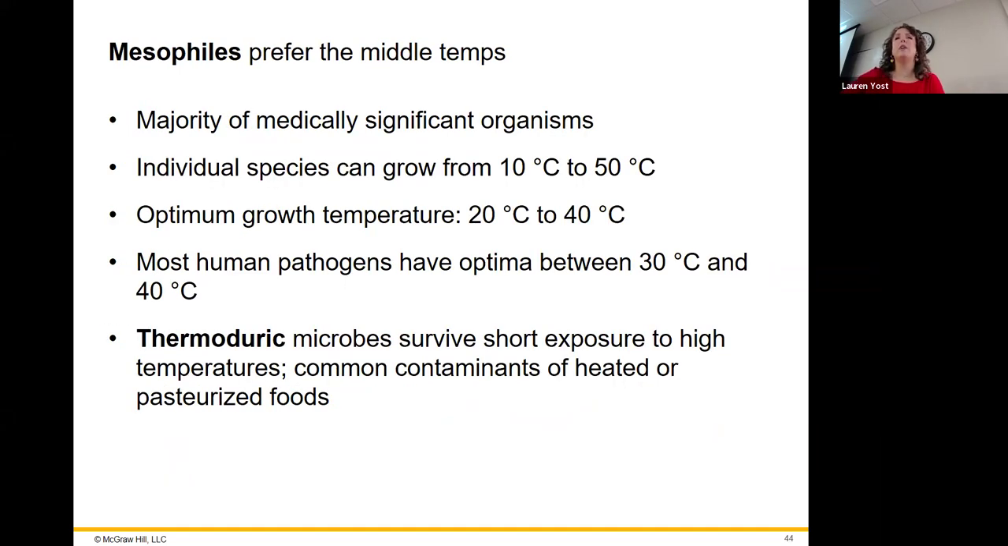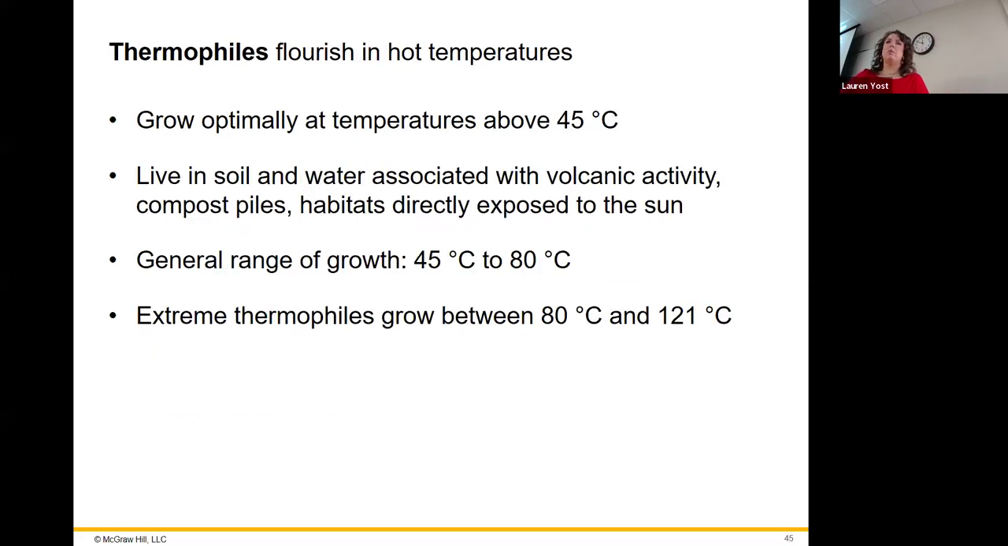We do also have some microbes that are called thermoduric. This means they can survive exposure to high temperatures. So they're just more resistant to temperature, and that's just a way of talking. So they endure, duric, the temperature, thermo. But yeah, mesophiles, these are the middle guys. Most of our pathogens fall into that.